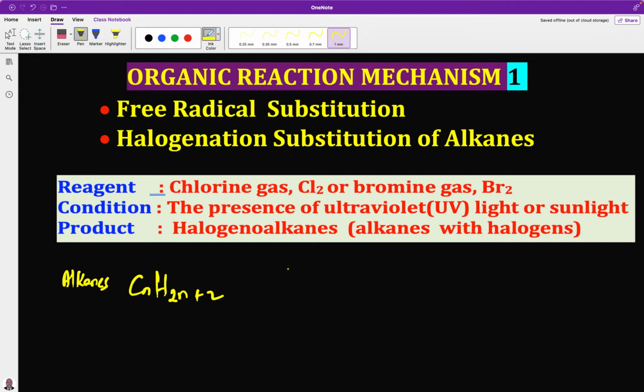Of course, alkanes undergo substitution reaction with halogens with a lot of difficulty, especially with chlorine and bromine. For this reaction to go successfully, energy is required. And this energy comes from the UV light, that is the sunlight. In this substitution reaction, the hydrogen atoms in the alkane are replaced one at a time.